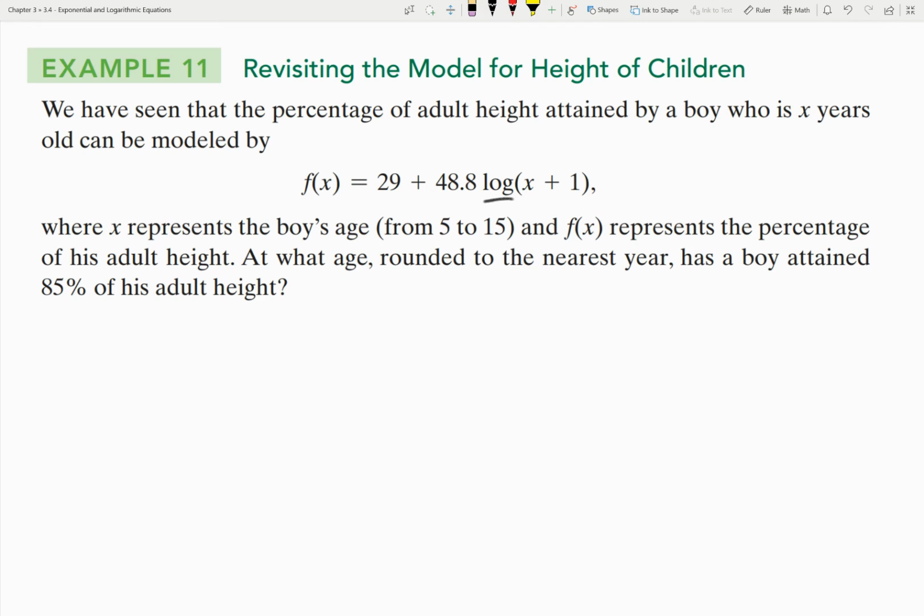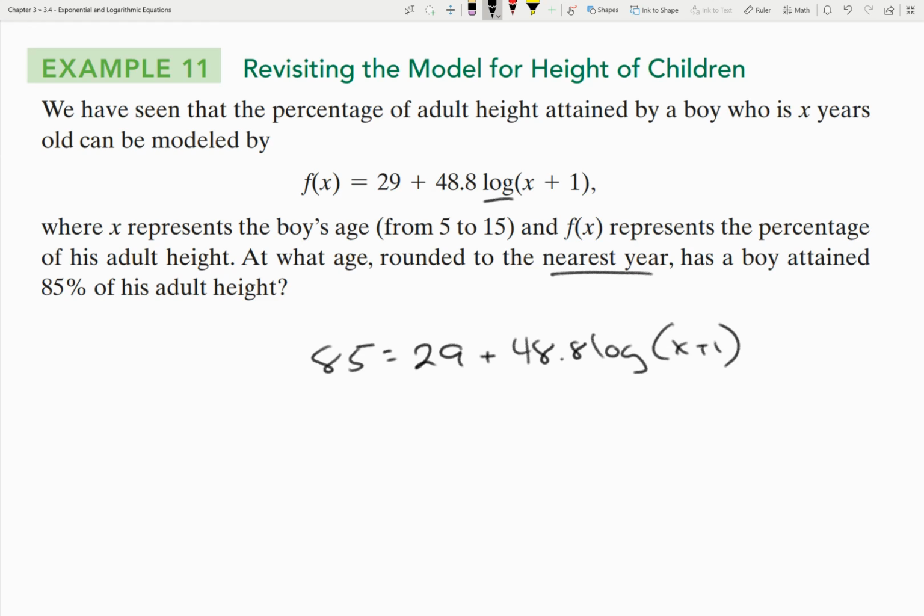Okay. So we saw this problem earlier in a previous section: the percentage of adult height attained by a boy who is x years old is modeled by this function, where x is the boy's age from 5 to 15. And the answer is the percentage of his adult height. So at what age, rounded to the nearest year, has a boy attained 85% of his height? 85 equals 29 plus 48.8 log of x plus 1.